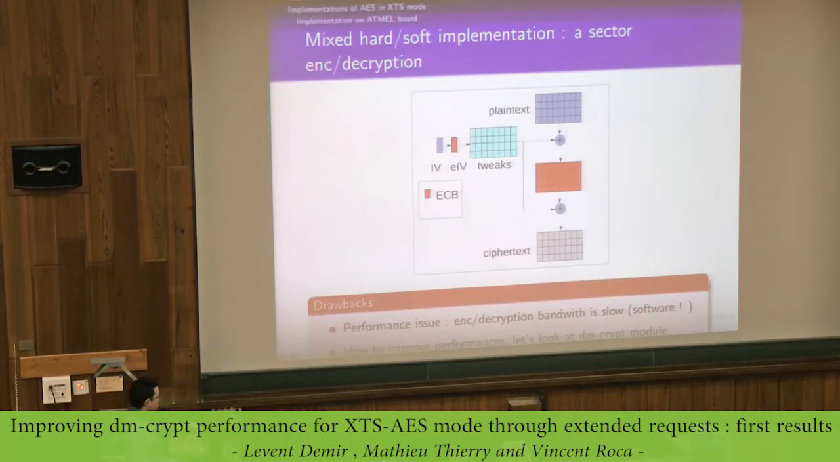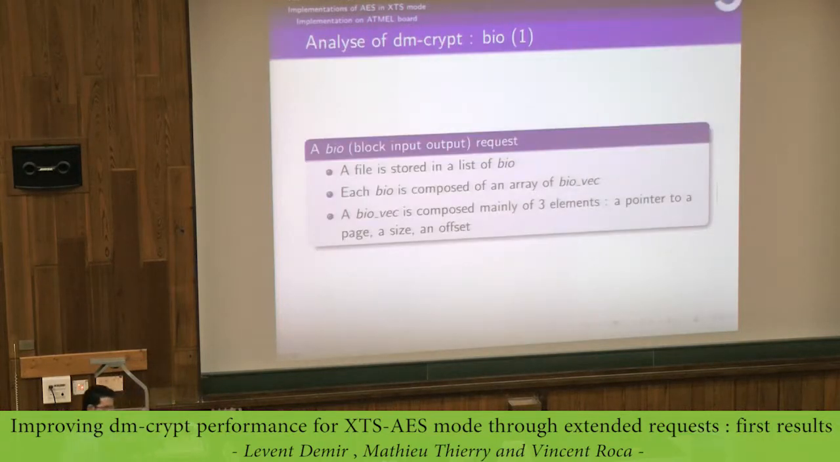However, the bandwidth was slow compared to the software implementation. Because if you want to use a crypto engine and we are equal to the software bandwidth, we don't have a lot of interest. That's why, to improve performance, we need to get closer to the dm-crypt module. So I need to explain briefly how it works.